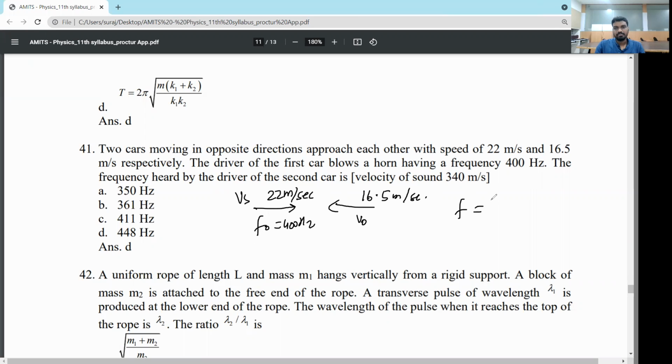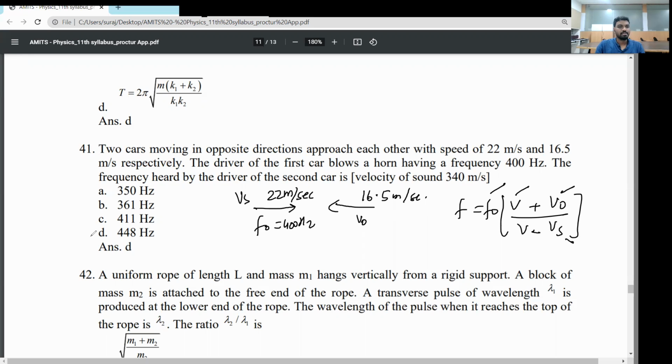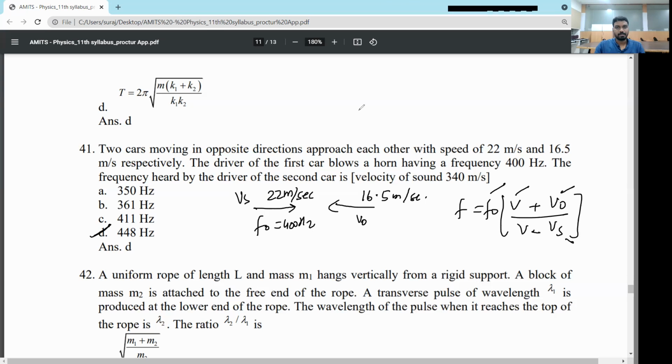So f is equal to f0 into (v plus vo) by (v minus vs). Observer is moving, so positive. Source is moving, so negative. Substitute the f0 value. v is 340, vo is given 16.5 meter per second, vs is 22. Substitute, we'll get 440 hertz. Doppler substitution.